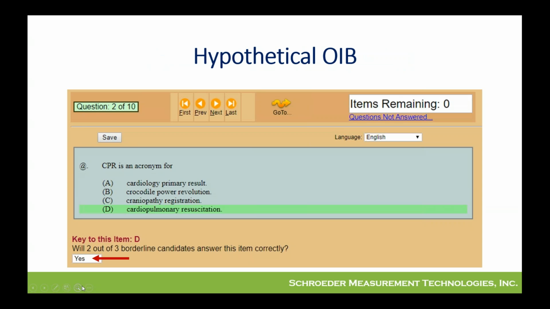I will illustrate this process with a hypothetical 10-item OIB. This item on CPR is the second easiest item in the OIB. Based on my subject matter expertise, I think 2 out of 3 borderline candidates will answer this item correctly, so I select yes. Remember that you can also think in terms of whether a borderline candidate will have a 2/3 chance of answering correctly.